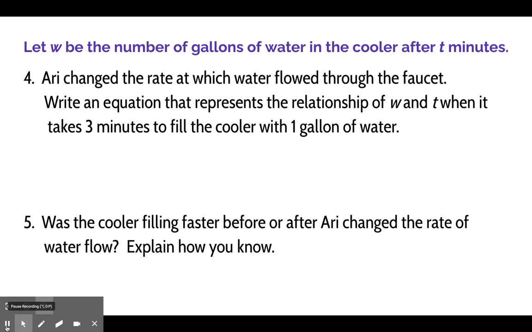Thank you so much for sharing. So now, just to solidify the answer, the cooler filled faster before Rae changed the rate of water flow. Remember, before the change, it took only 0.625 minutes to get 1 gallon, but after it took 3 minutes to get 1 gallon. Alternatively, before the change, she got 1.6 gallons per minute, but after the change, she only got 1/3 of a gallon per minute. So, once again, before the change, it was faster.